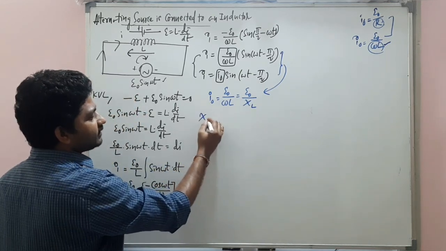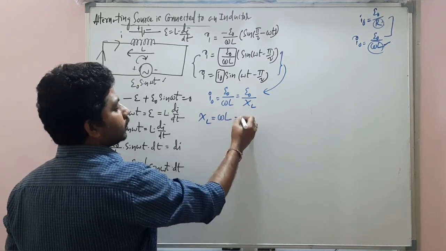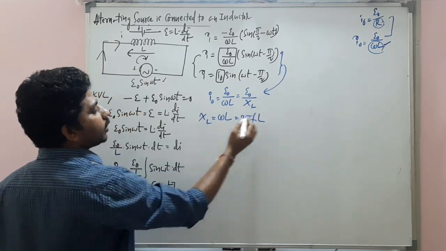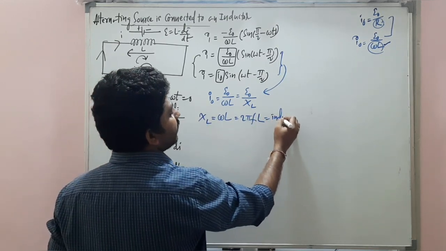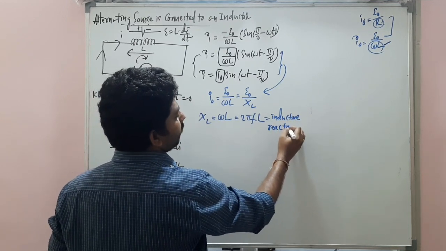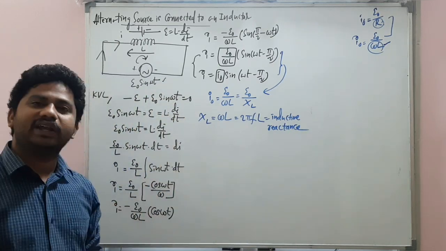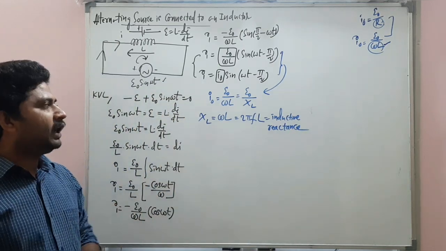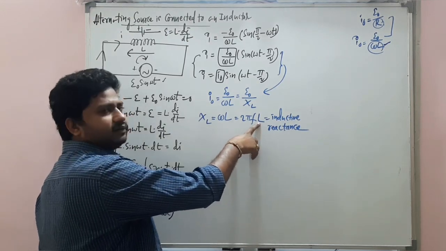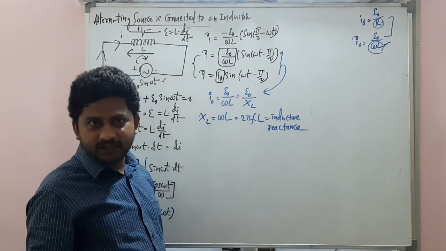And this X suffix L is equal to omega into L, that is 2 pi frequency into L, and this is called inductive reactance. No confusions. X suffix L is called inductive reactance. And the numericals will be asked in this way. They give the frequency F, and they'll give L, the inductance in terms of Henry.